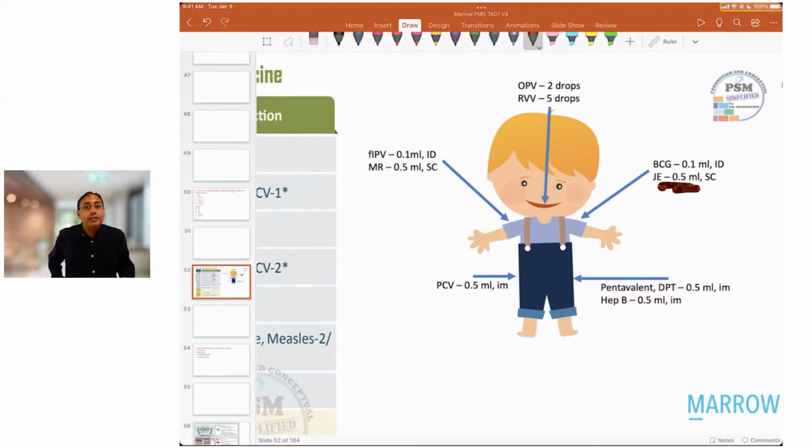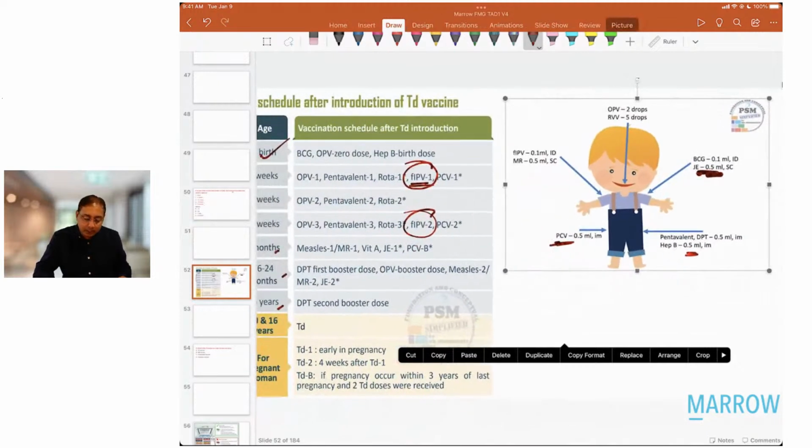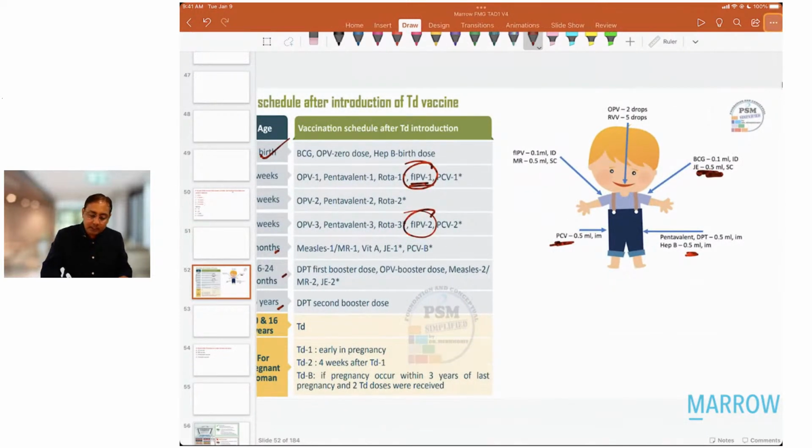Next is right thigh. Right thigh pe which vaccine are we giving? We are giving only one vaccine, that is pneumococcal conjugate vaccine. And on the left thigh we are giving pentavalent or hepatitis B, and we are also giving the DPT vaccine. So DPT is only given at certain age groups. DPT is only given as the booster ones, and make sure you get this question right.